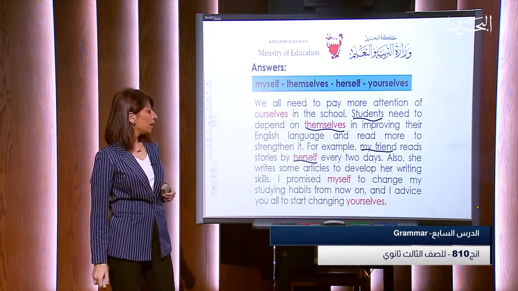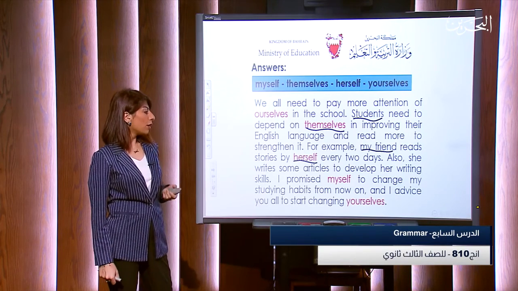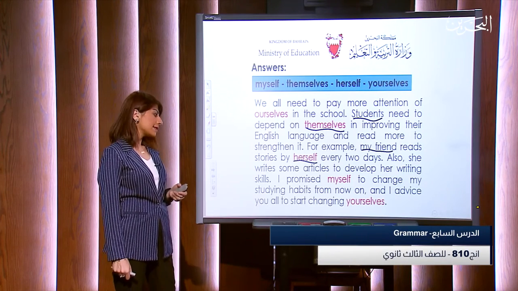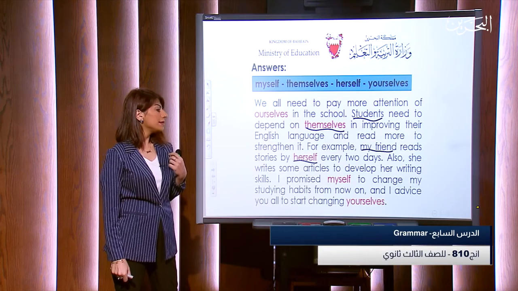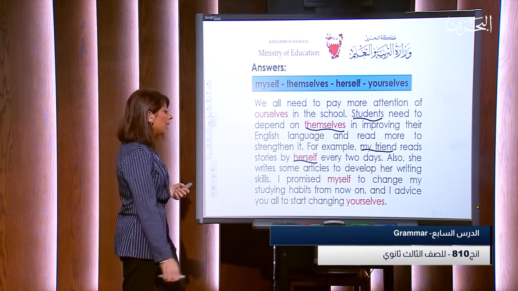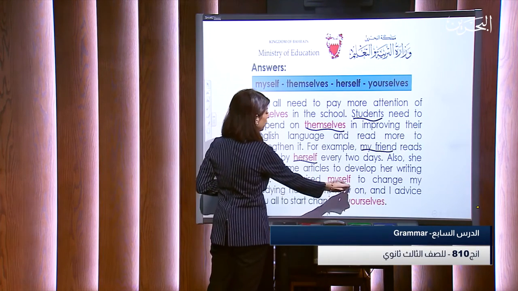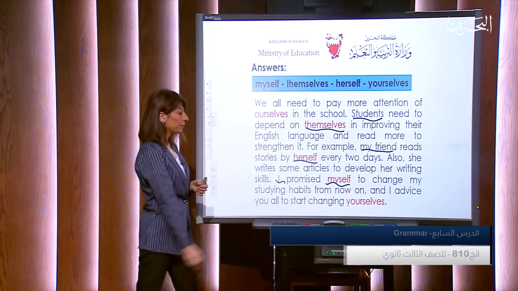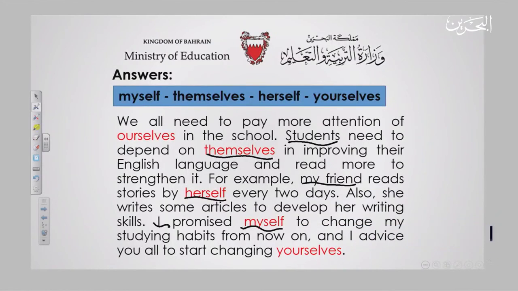Let's go on. Also, she writes some articles to develop her writing skills. I promised myself. Now, myself here is referring to I, to change my studying habits from now on. And I advise you all to start changing yourselves. Yourselves here is referring to you all. The word all is giving me a symbol that it is plural.